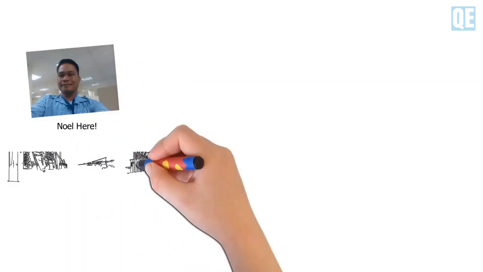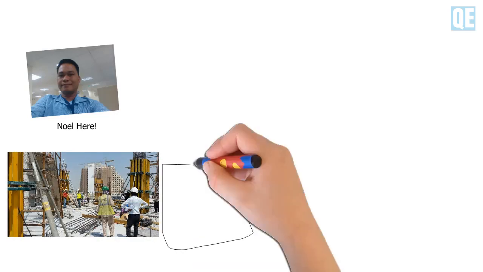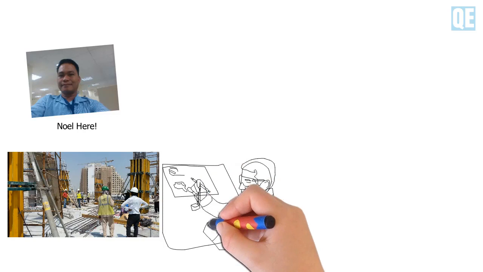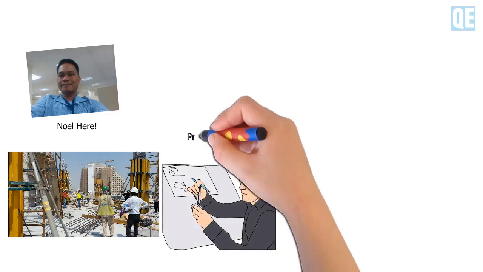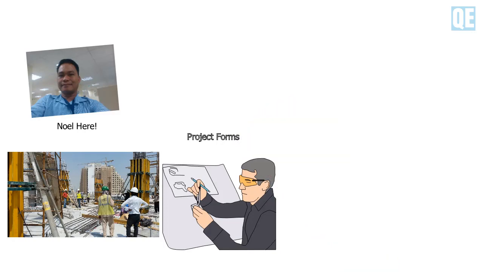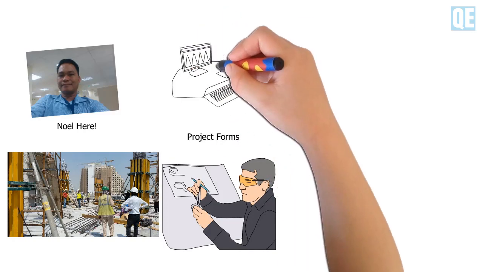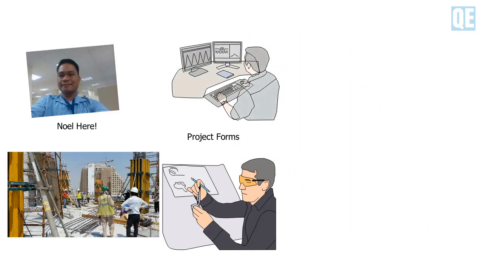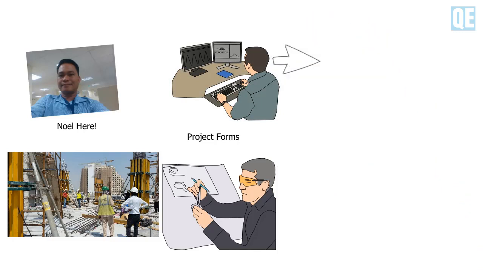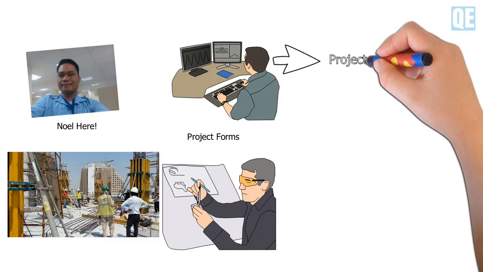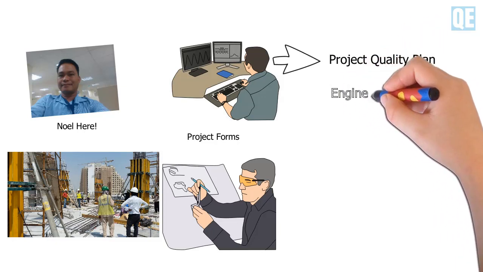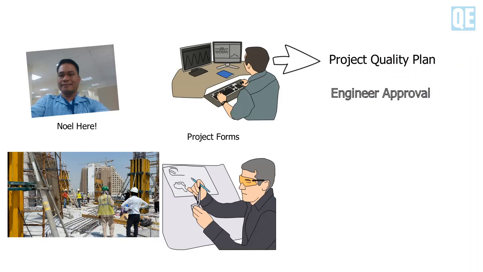In a newly opened project, a QAQC inspector or a QAQC engineer must acquire forms to be used. These project forms can be taken from the quality manager as he must provide this for a project. The quality manager shall make the PQP and this project form shall be incorporated with the project quality plan for approval by the engineer or consultant.